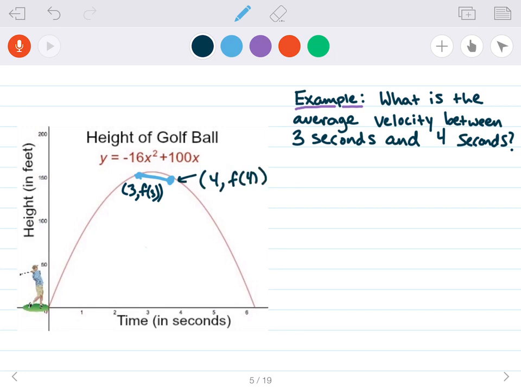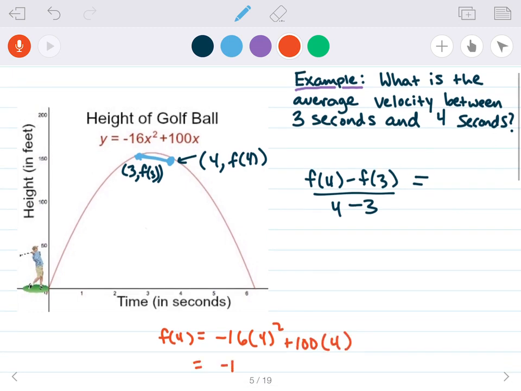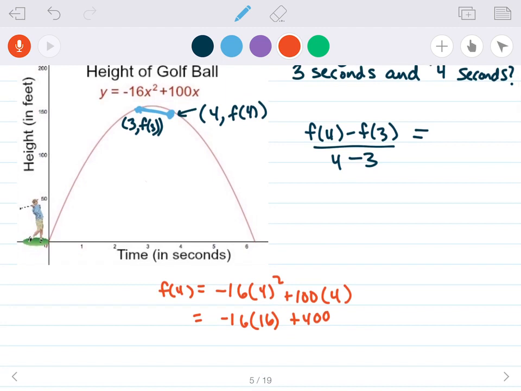And so our slope formula tells me I want to do y minus y over x minus x. And so f of 4, let's do that over here. It's negative 16 times 4 squared plus 100 times 4. Okay, so what is that going to be? 16 plus 400, so that's going to be 144.